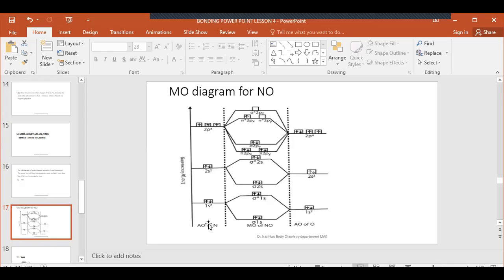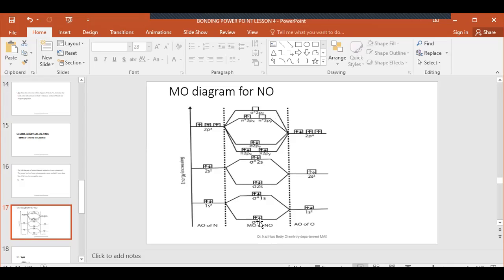So if we fill in here, they join to form molecular orbitals, one from one side, one from another side, until we come up with the molecular orbital of nitrogen monoxide. And how do we calculate the bond order? We add the electrons in bonding molecular orbitals and then subtract off those in the antibonding molecular orbitals. How many do we have?